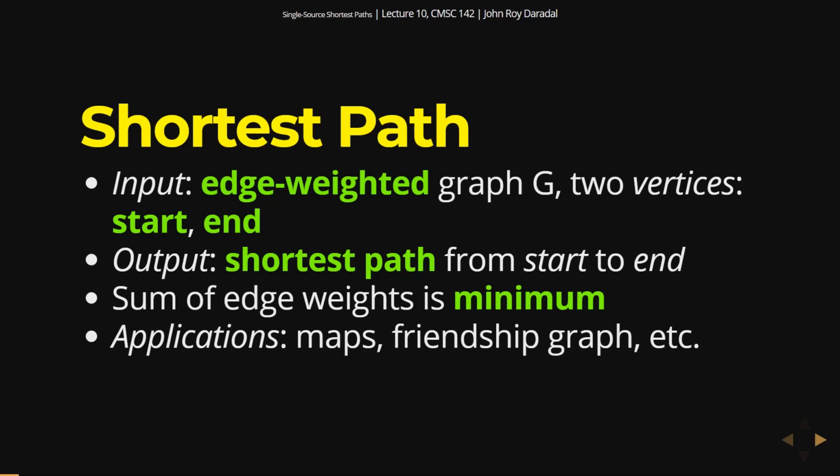Some applications of shortest path would of course be on maps, like Google Maps, trying to find the shortest path from point A to point B. And then you could also apply it to the friendship graph, like how many degrees of separation there are between you and a certain person. And of course there are a lot of other applications. Basically, shortest path or path finding is another fundamental graph operation.